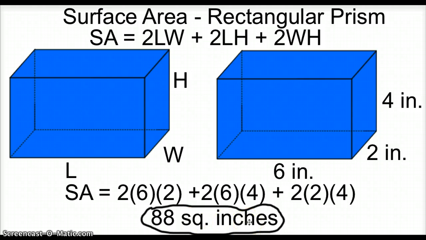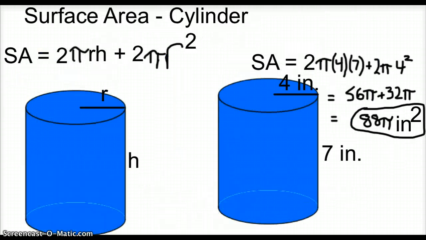And the units are squared because it's an area. Whenever you have an area, that's going to be talking about square units. So that's the surface area of a rectangular prism. Now let's look at the surface area of a cylinder. The formula for that is right here.